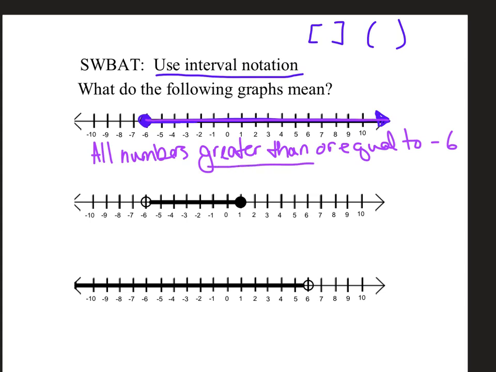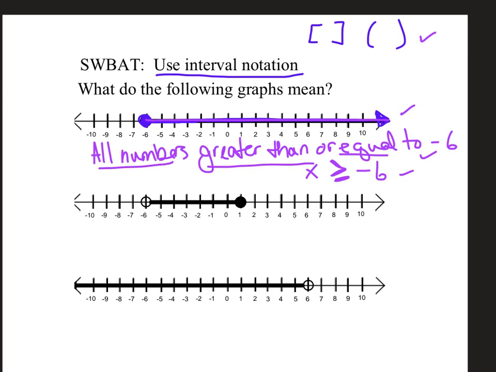Greater than is this symbol, and equal to does this. When we say all numbers, we generally say x is greater than or equal to -6. So that's what we're trying to accomplish here: figure out what this looks like, what it means in words, and what it means in symbols. Then we're going to do it another way, with interval notation.